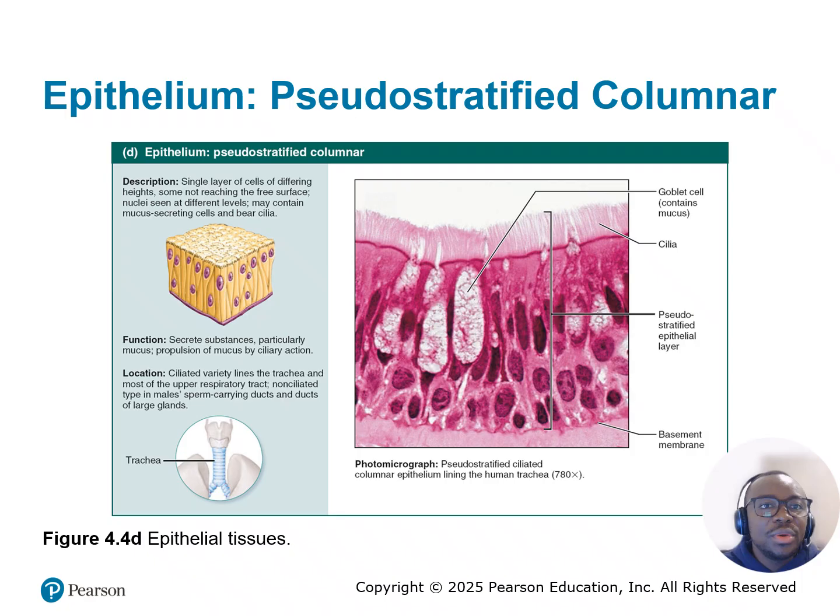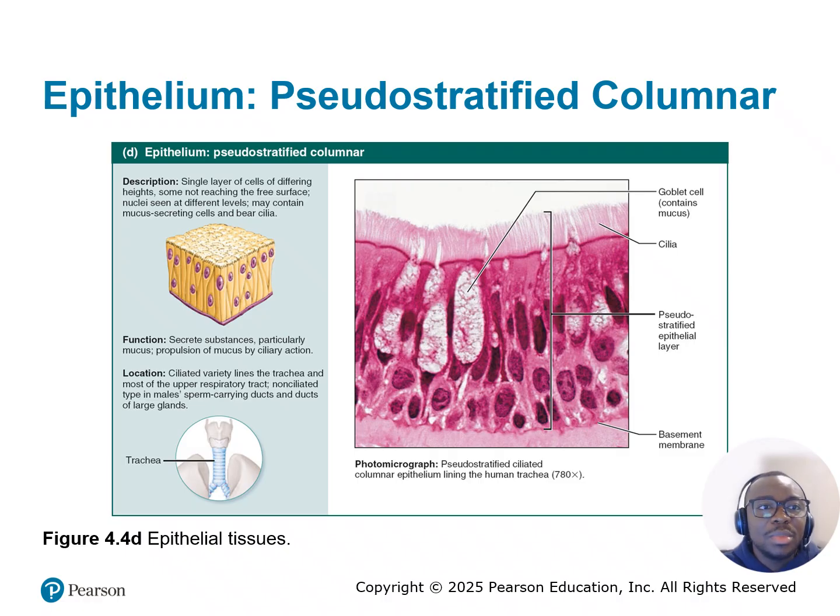Next, we review pseudostratified columnar epithelium. In pseudostratified columnar epithelium, cells vary in height and appear to be multi-layered and stratified. However, the tissue is in fact a single-layered simple epithelium. Pseudo means false, so the tissue appears stratified, although it is not. Some of the cells do not reach the free surface, and the nuclei are seen at different levels.